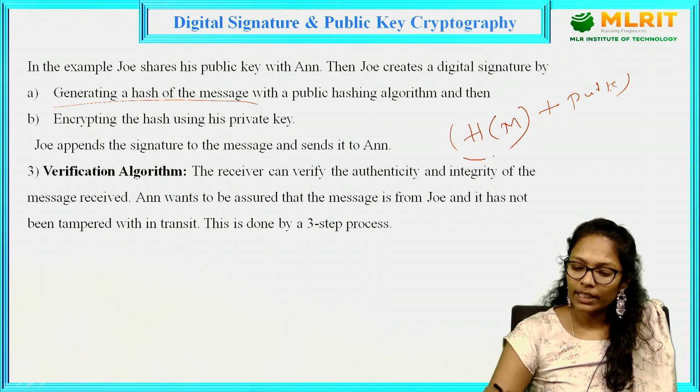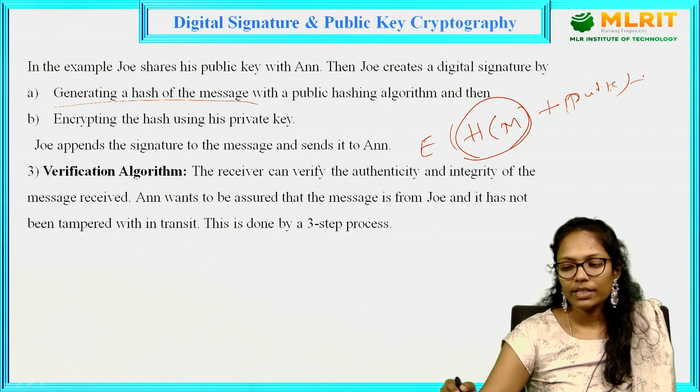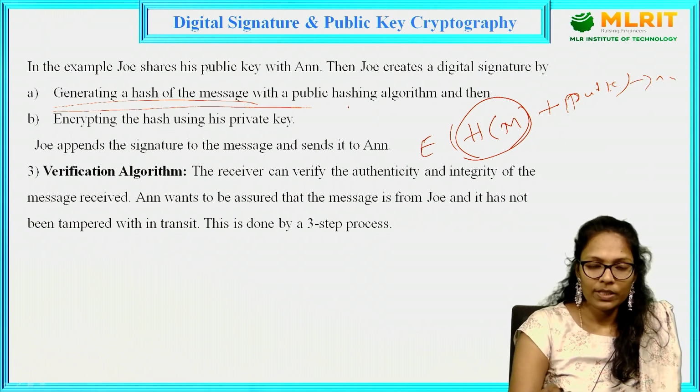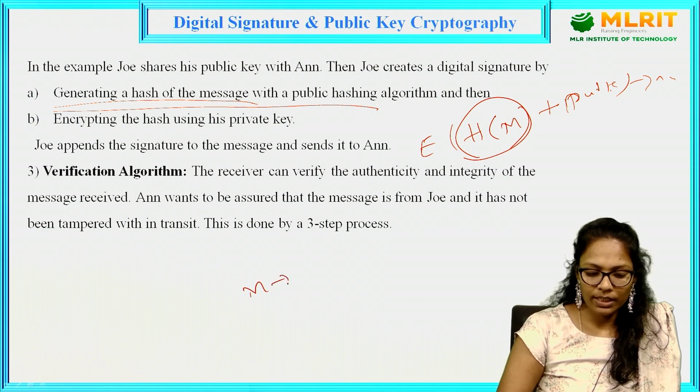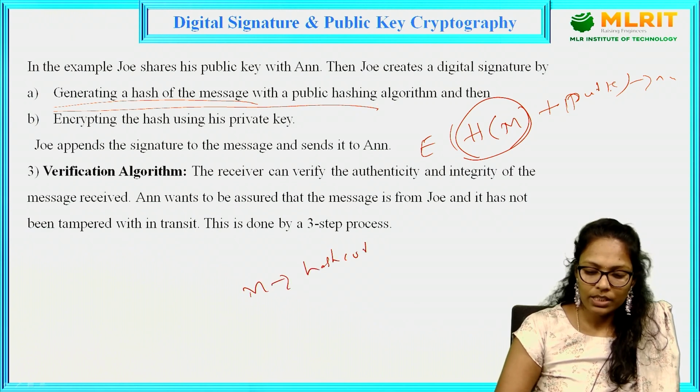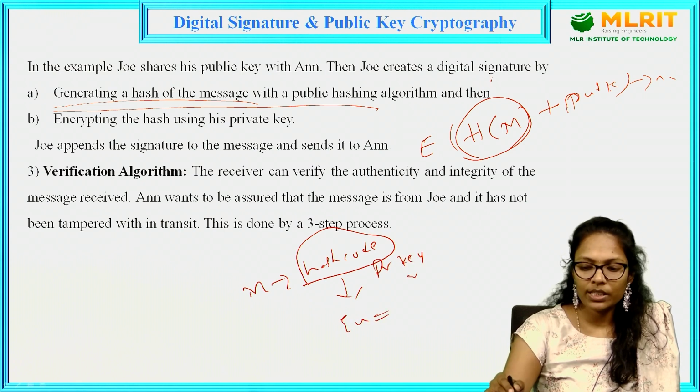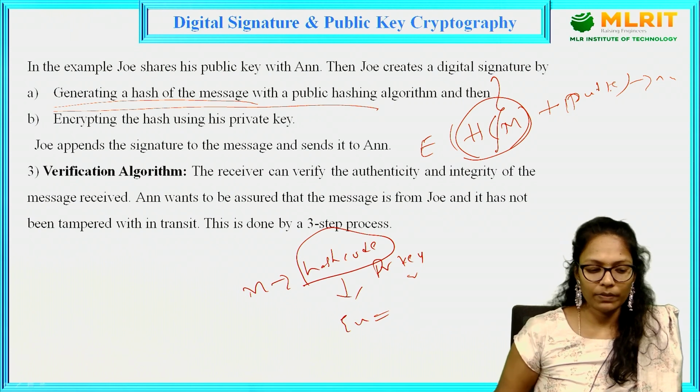So this again he is encrypting, right? Using this key, he is sending it to Anne, right? So first generating the hash of the message. For the message, he is generating the hash code, and this hash code, again he is encrypting using his private key. So these are the two steps which we did in the previous slide, right?